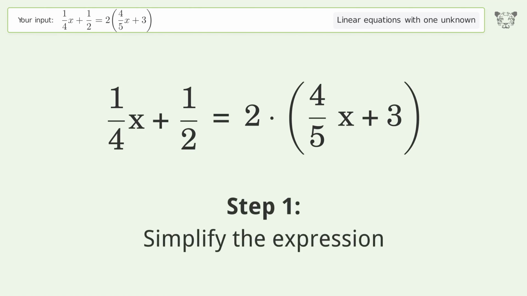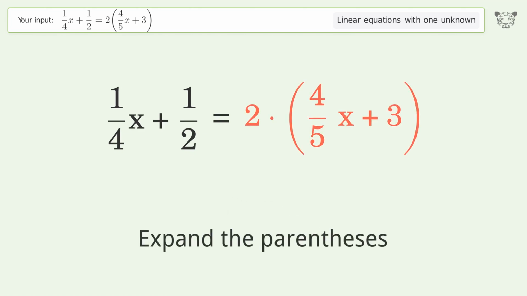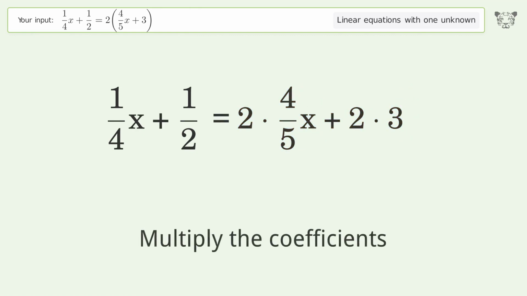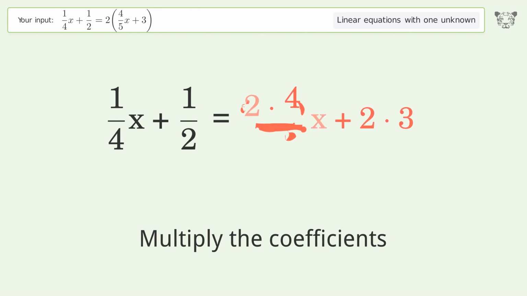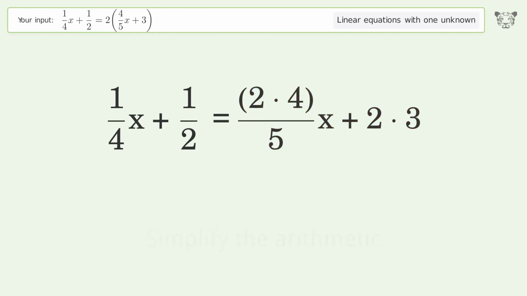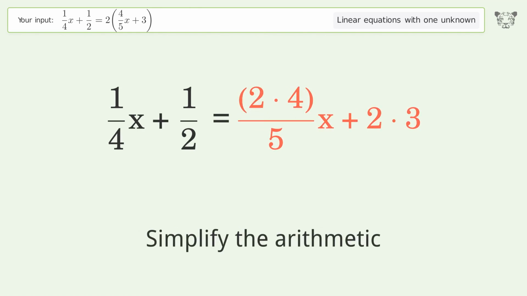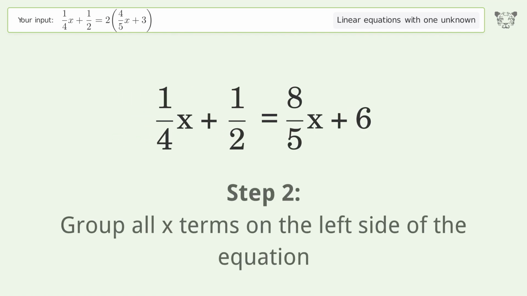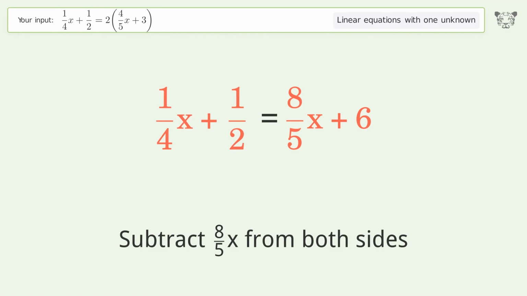Simplify the expression. Expand the parentheses. Multiply the coefficients. Simplify the arithmetic. Group all x terms on the left side of the equation. Subtract 8 over 5x from both sides.